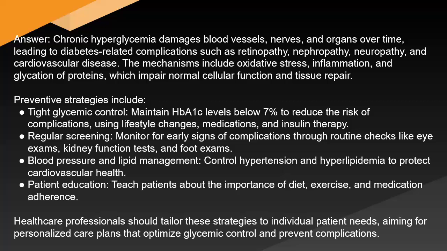Preventive strategies include tight glycemic control. Maintain HbA1c levels below 7% to reduce the risk of complications using lifestyle changes, medications, and insulin therapy. Regular screening: monitor for early signs of complications through routine checks like eye exams, kidney function tests, and foot exams. Blood pressure and lipid management: control hypertension and hyperlipidemia to protect cardiovascular health.